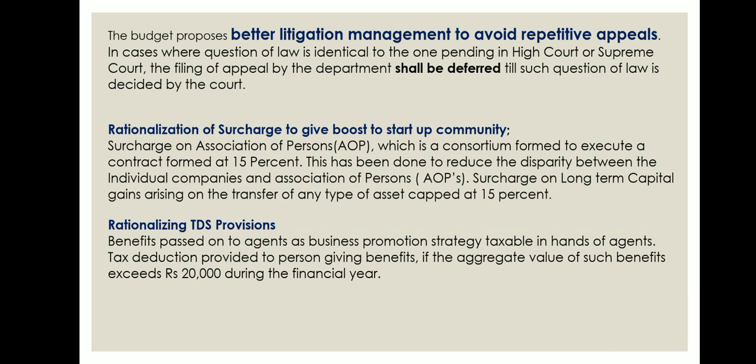Further, rationalizing of TDS provisions has been taken. Now, benefits passed on to agents, such as business promotion benefits, are taxable in the hands of agents, and tax deduction is provided for the person giving benefits if the aggregate value of such benefits exceeds 20,000 during the financial year.